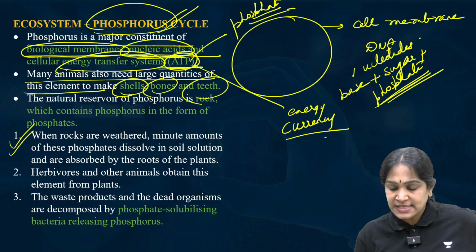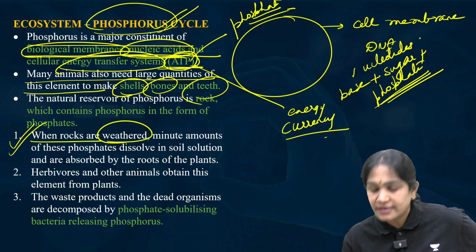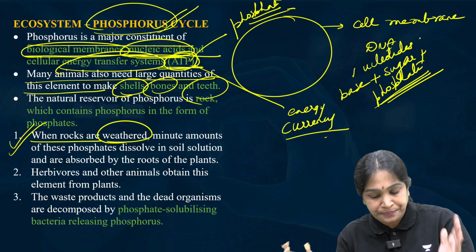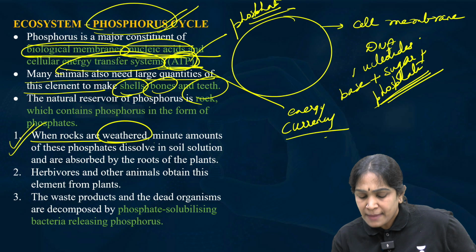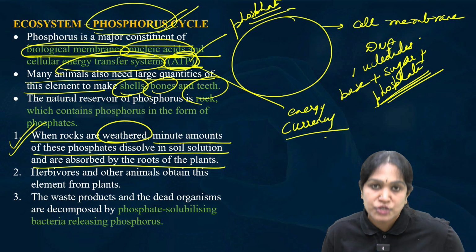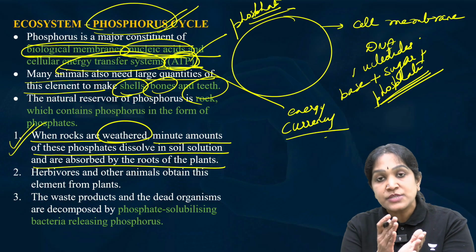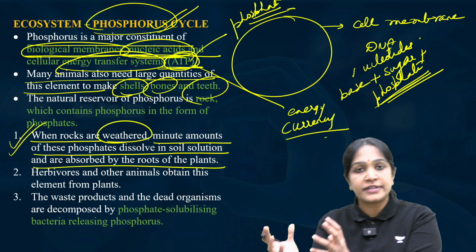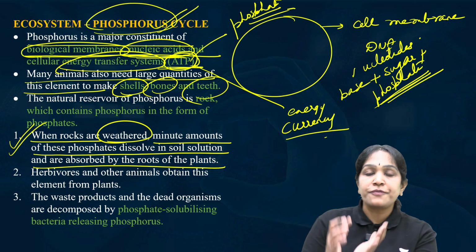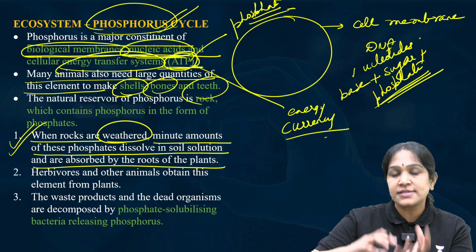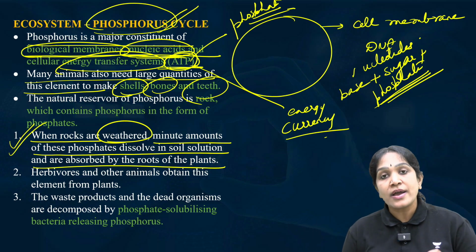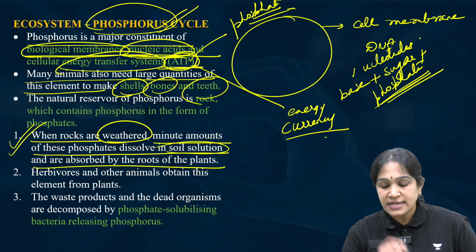Step 1 is when the rocks are weathered. It means when the rocks get broken down into smaller pieces like soil. When the rocks are weathered, a minute amount of phosphorus will dissolve in the soil solution. When the rock is weathering, meaning rock is getting converted into soil, then the soil solution, that is the water, the phosphorus in the rock, the phosphorus in the soil will get dissolved in that water, that is the soil solution. Is it clear? That is the first step.